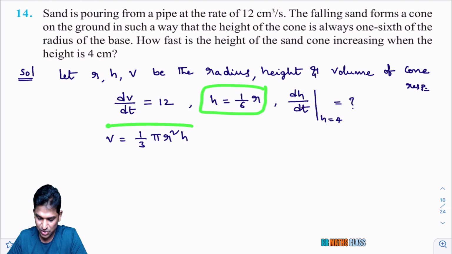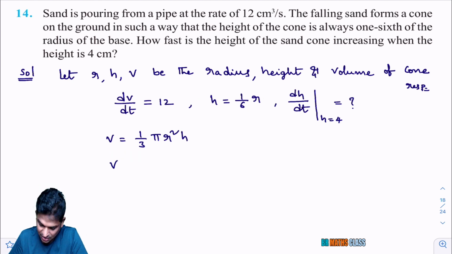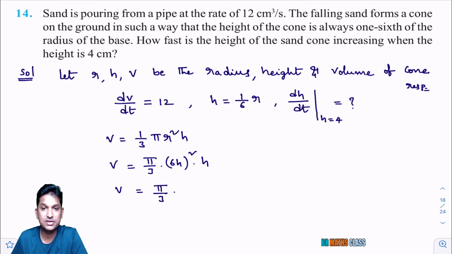So in this equation, wherever r is there, in place of r, you write 6h. V is equal to pi by 3 into, in place of r, you write 6h. Here r square is there, that is 6h whole square into h. If we simplify this, what will you get? Pi by 3 into 6h whole square. 6h whole square is 36h square into h.